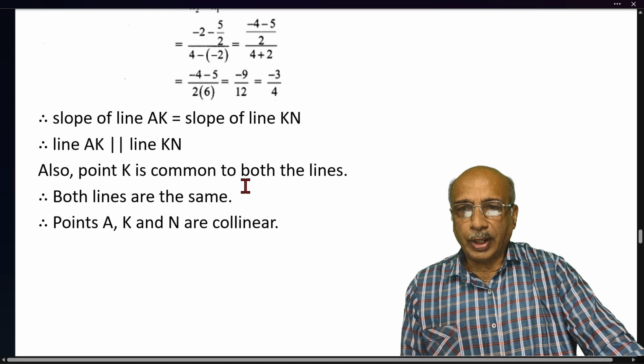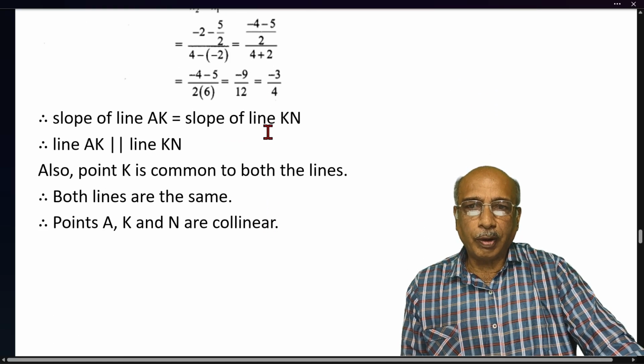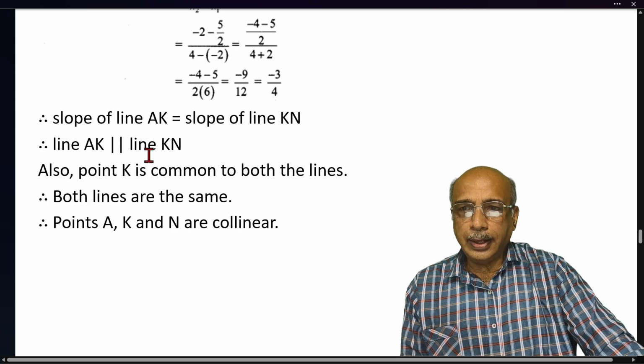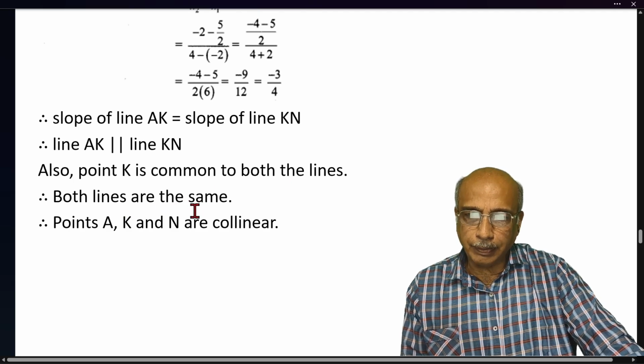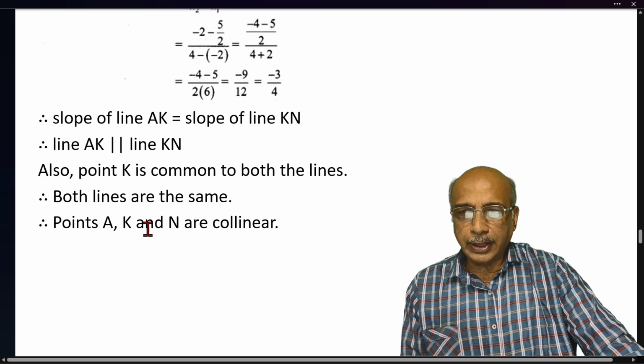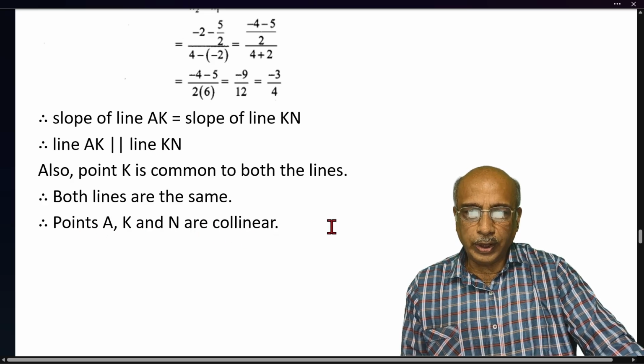Therefore, slope of line AK equals slope of line KN. Line AK is parallel to line KN. Also, point K is common to both the lines. Therefore, both the lines are the same. Therefore, points A, K and N are collinear points.